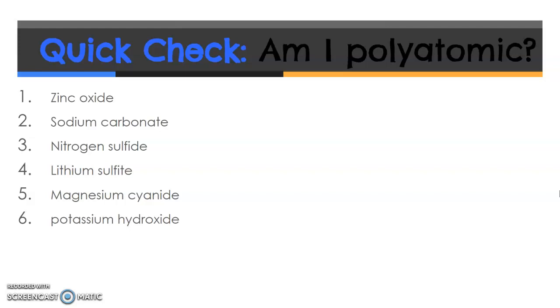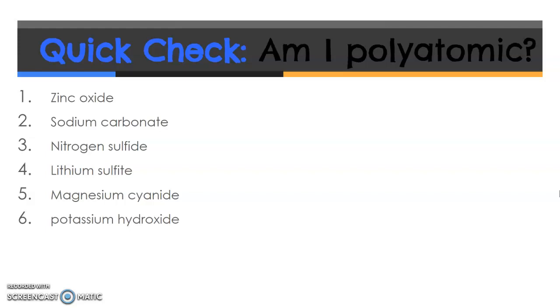Next is sodium carbonate. Carbonate ends in ate. That's my indication that it is polyatomic, because there's no ide at the end. So yes, that's polyatomic. Next we have nitrogen sulfide, again ending in ide, which is our indication that it is not polyatomic. That's just nitrogen and sulfur. Also, nitrogen and sulfur are two non-metals, so that wouldn't even be ionic. I'm not sure why that example's up there, so don't even worry about it.